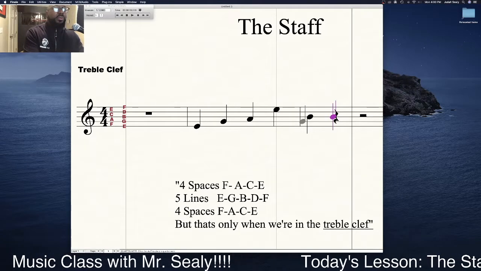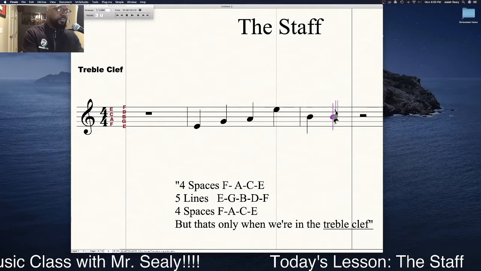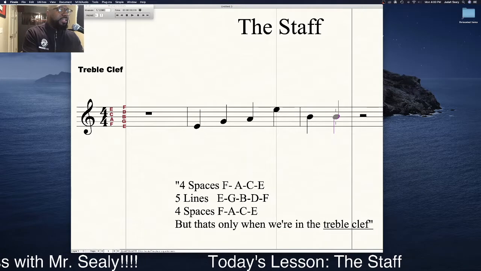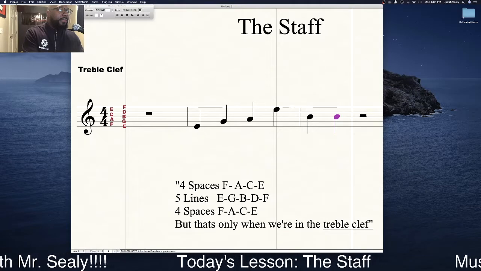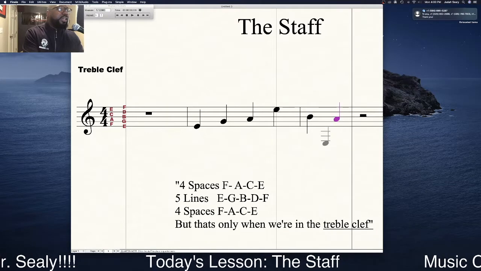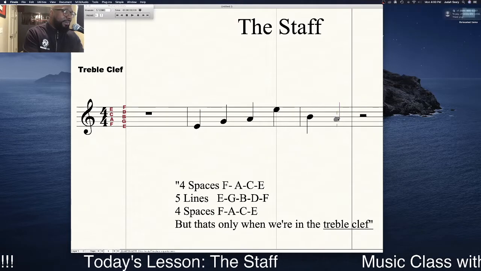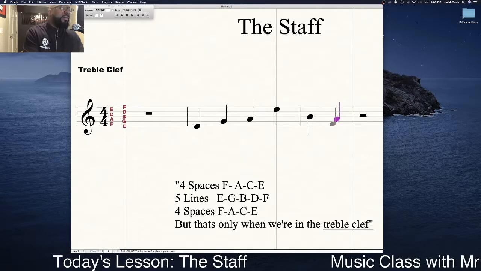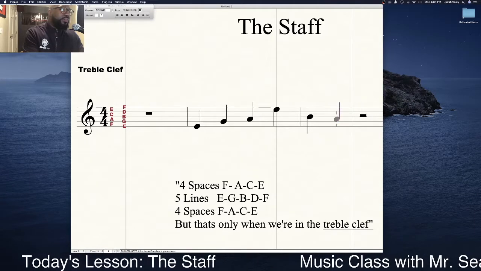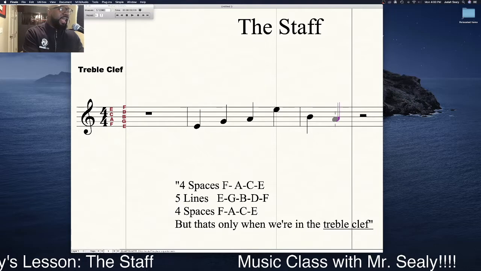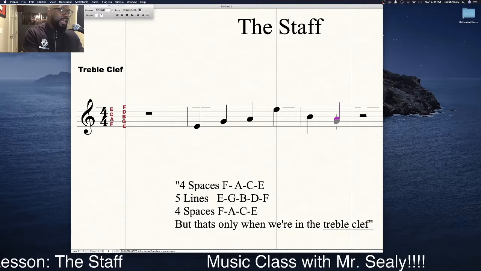I'm going to put a note over here. There we go. Now let me put this note down here. Very good. This note is on the second space. How do you know? Because the note is in between two lines, this line and this line, and it's not on the first space, it's on the second space.